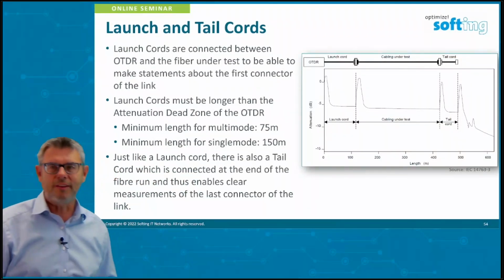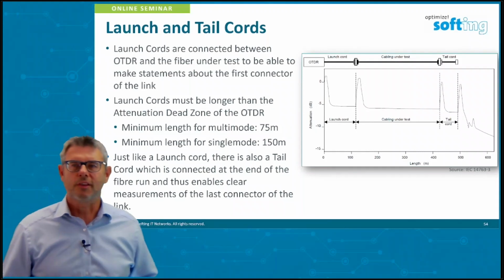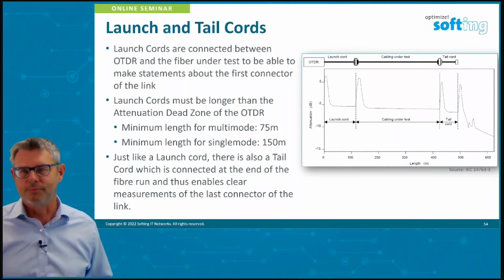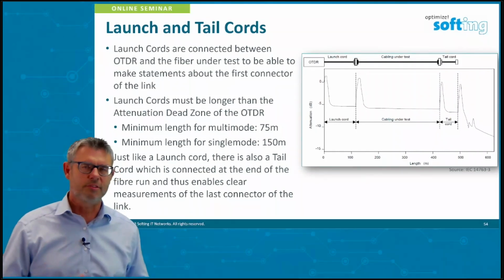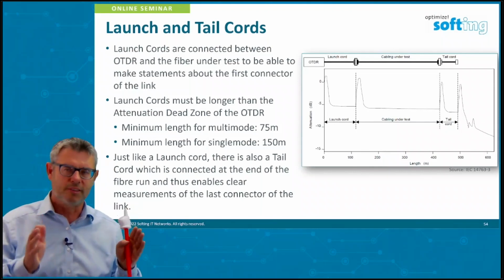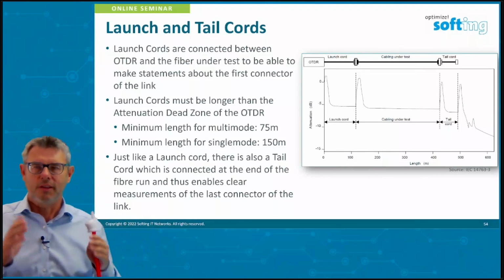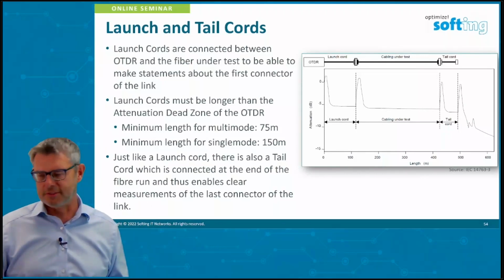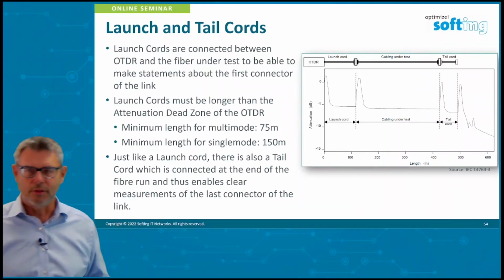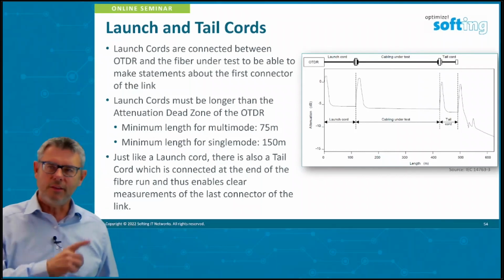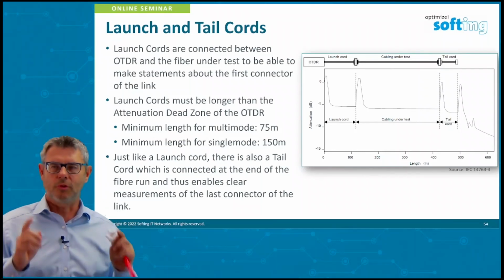You see there are two lengths in the standards, 150 meters for single mode and 75 meters for multimode. Actually, we are using a bit longer cables nowadays to make sure that the whole pulse can really fit into the launch cord or the tail cord and gives you a clear indication of the first and the last connectors. Very important. So always use tail and launch cords to get a clear view in one shot of the cable system.